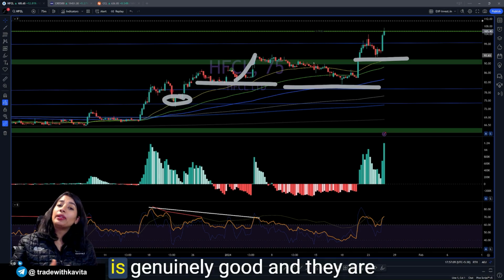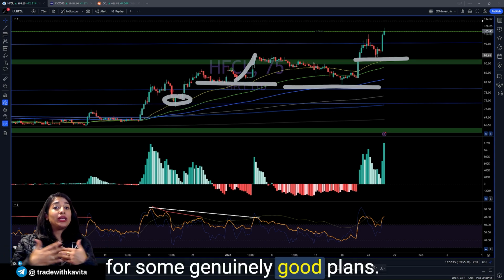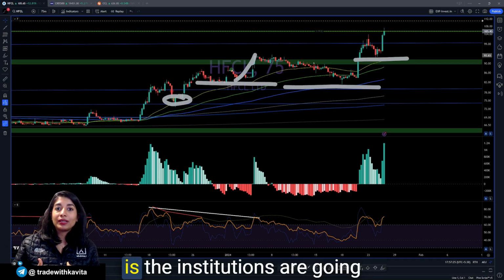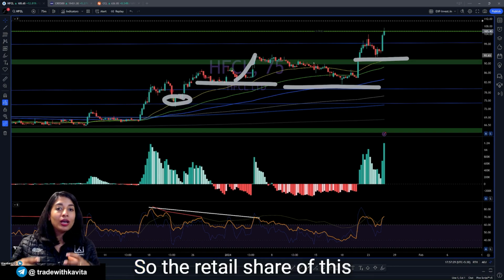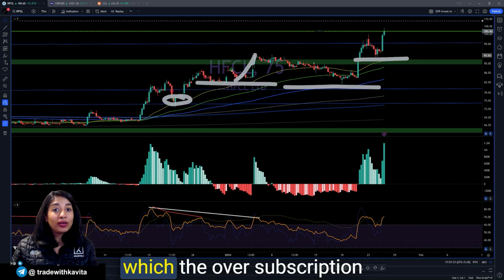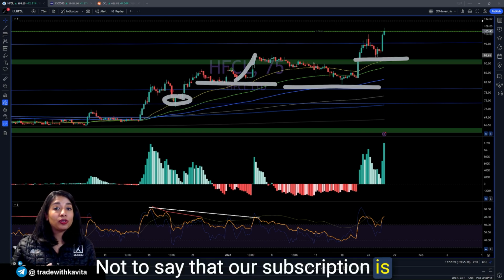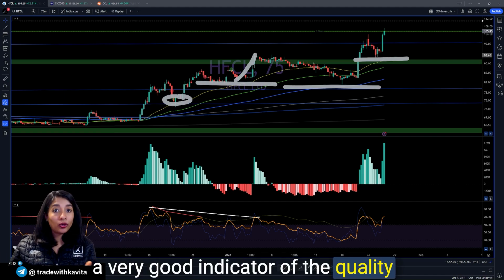Second, suppose a company is genuinely good and they are selling to genuinely raise capital for some genuinely good plans. What is going to happen is the institutions are going to put a lot of pressure. So the retail share of this amazing IPO is going to be minuscule. As a result, the oversubscription is going to be massive. Not to say that oversubscription is a very good indicator of the quality of any IPO.